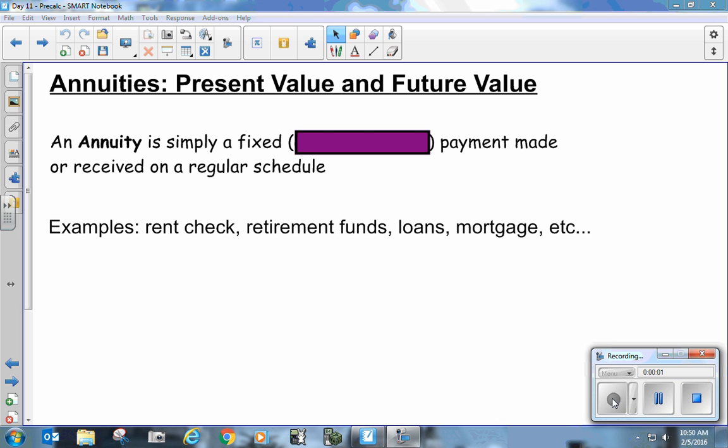It's called an annuity. Okay? Now, an annuity is simply a fixed payment. It's fixed, meaning it's always the same. It's a payment made or received on a regular schedule. I would rather be receiving payments on a regular schedule than paying.